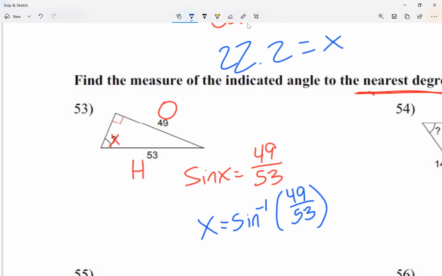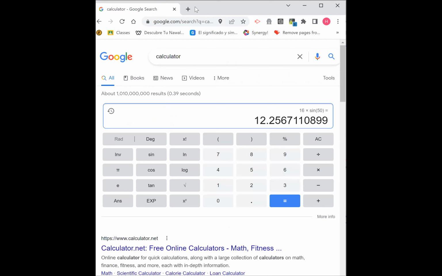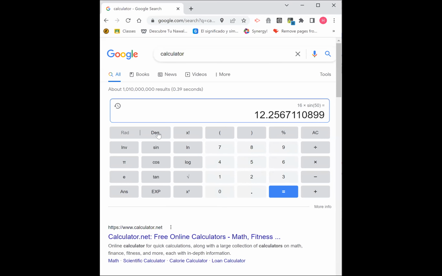Let me grab my calculator. And I see here, I see sine, but I don't see sine inverse. However, here at the side, I see the key for inverse. Let me press that. And then I see sine inverse. So I'm going to type in sine inverse.